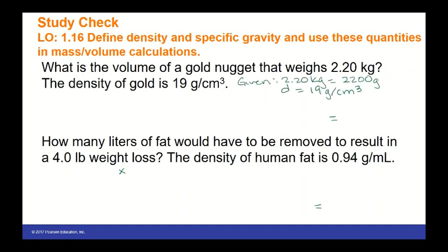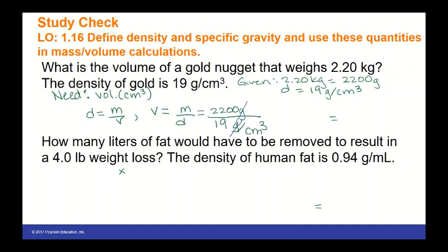We're given that we have 2.2 kilograms, which we need to convert to grams because our density is given in grams per centimeter cubed, and we know that our density is 19 grams per centimeter cubed. We need to know our volume in centimeters cubed because that's what our density is, and we're looking at a volume of gold, not a volume of liquid gold, since it's a nugget. So converting our density equation, we get volume is equal to mass over density. Putting in our values of 2200 grams divided by 19 grams per centimeter cubed, canceling out grams, we get 115 centimeters cubed.